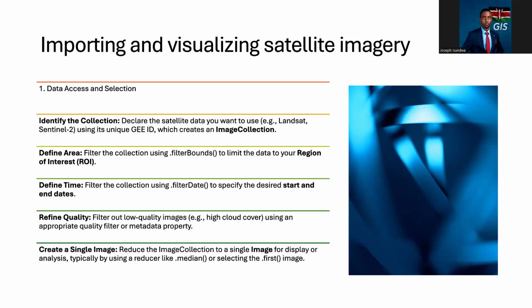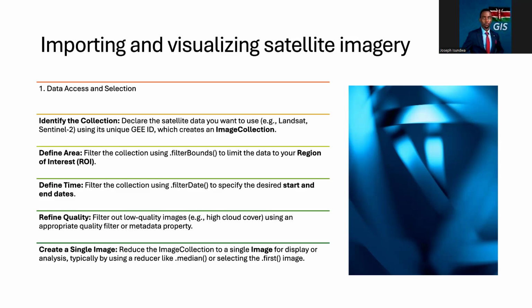From the whole data, you just select the area that you want, and then you can define the time. Filter the collection using dot filter date. This is also another Google Earth Engine function where you can filter the date and specify the start date and the end date. And also we can refine the quality to filter out low quality images so that you can only have high quality images. This, for example, when it comes to cloud masking, of course, when it has high cloud, it is a low quality image. So we need a clear image.